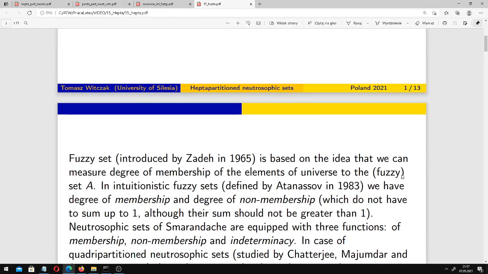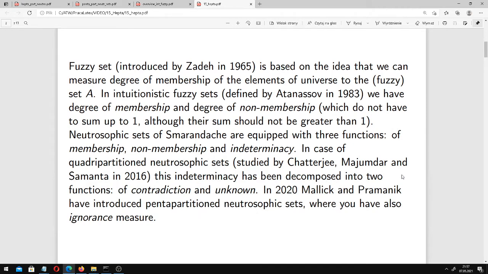Heptapartitioned neutrosophic sets. Well, let us recall some basic facts about fuzziness. Fuzzy set, introduced by Zadeh in 1965, is based on the idea that we can measure the degree of membership of the elements of universe to the fuzzy set A. In intuitionistic fuzzy sets defined by Atanassov in 1983, we have degree of membership and degree of non-membership, which do not have to sum up to 1, although their sum should not be greater than 1.